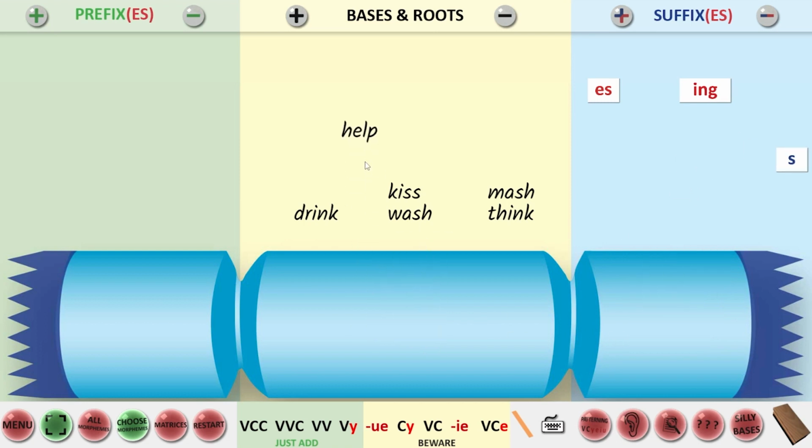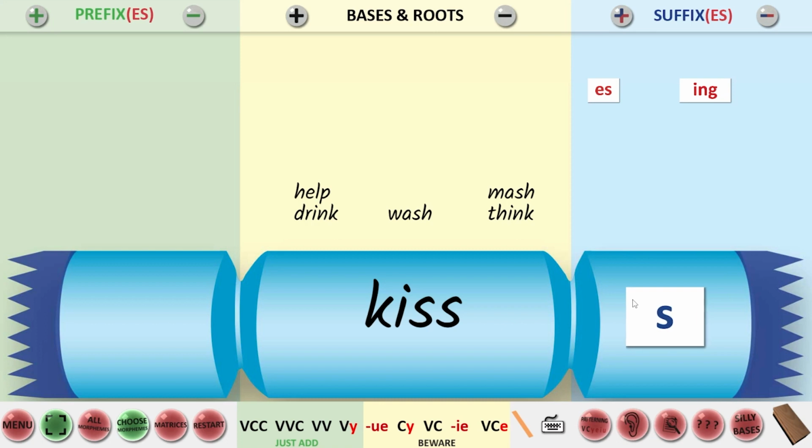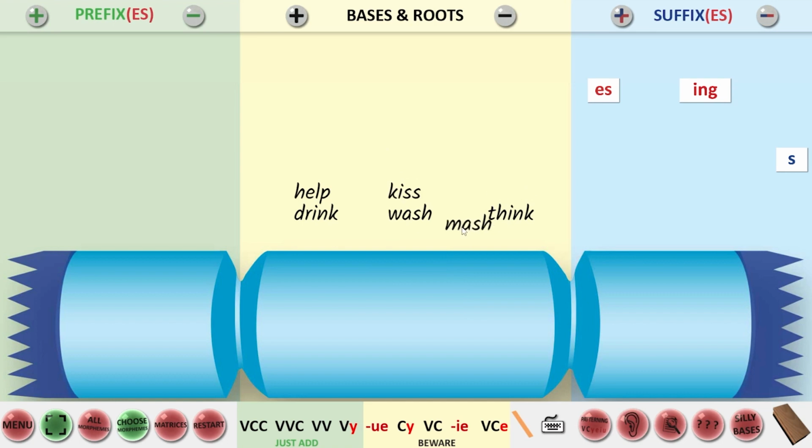Let's try another word. Let's go with kiss. All right. Can I put the suffix S on there? No, I can't. I can't have 3 S's going together. I need to use the suffix ES. Ask your student, what does that say? It says kisses. And we can also use the suffix ING, kissing. All right, let's try another one.